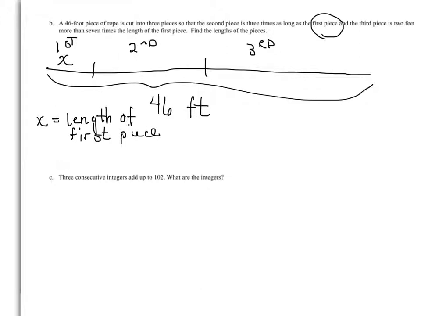Okay, so then it says the second piece is 3 times as long as the first piece. So we're going to represent the second piece by 3x, 3 times the length of the first piece. So this is really my let statement. 3x is equal to the length of the second piece.